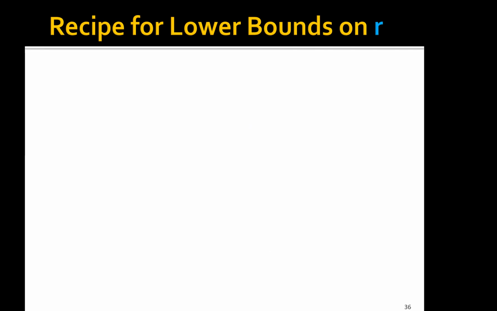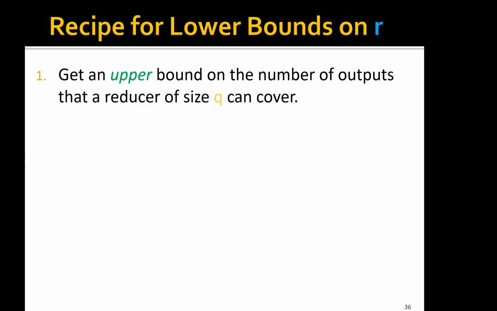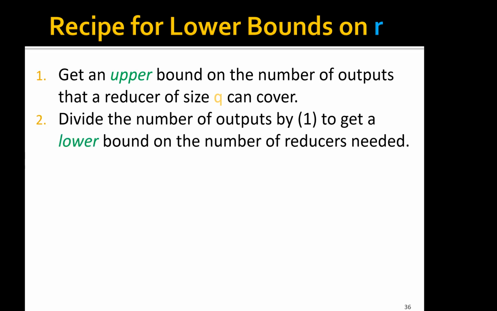Now, again, it's an example of upper bounds. I want to get the lower bound on the replication rate. And there's a general technique which we're going to apply here. The first thing, and this is typically the hard part, is you need an upper bound on how many outputs a reducer of size Q can cover. And this is the thing that requires thinking for each problem. But once you have that, you can take the total number of outputs and divide that by this upper bound, and that gives you a lower bound on how many reducers you need.